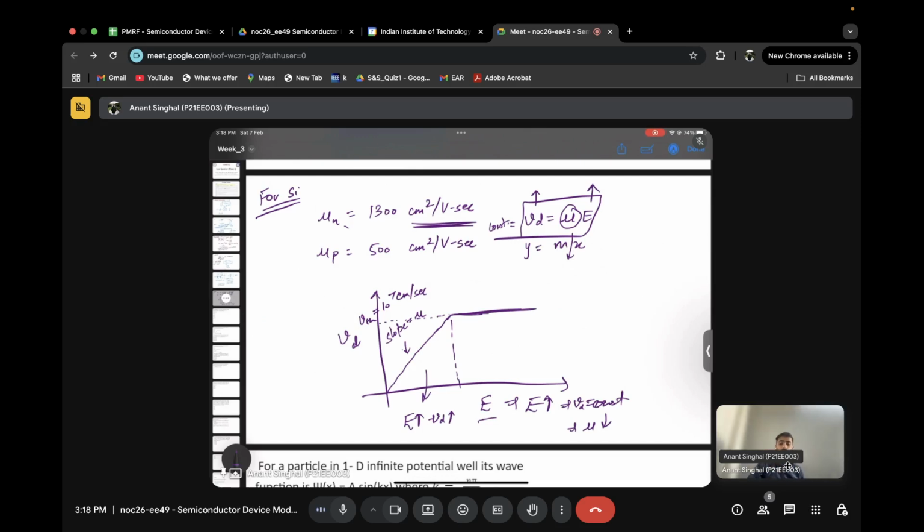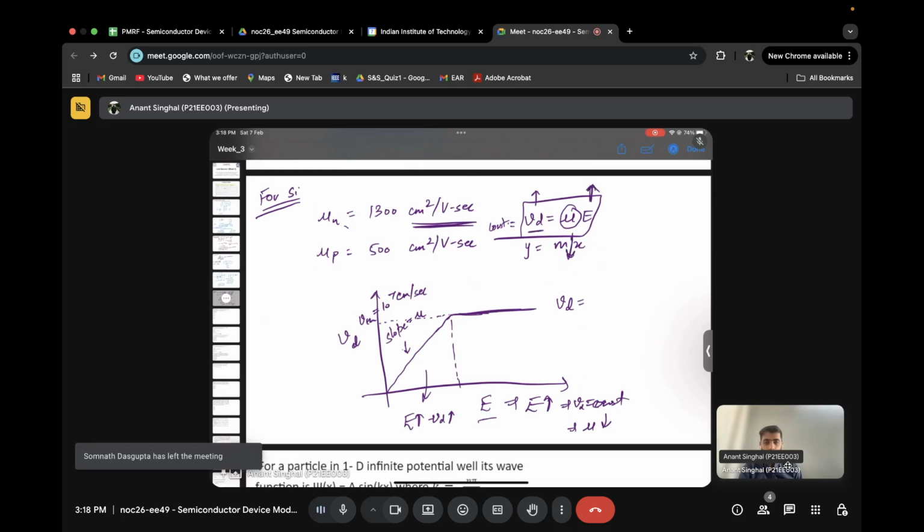Are you all able to understand this plot? Why? Yes, exactly. Because to keep this constant, if you're increasing a quantity, we need to decrease this.